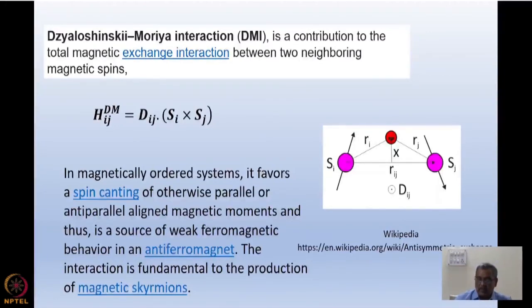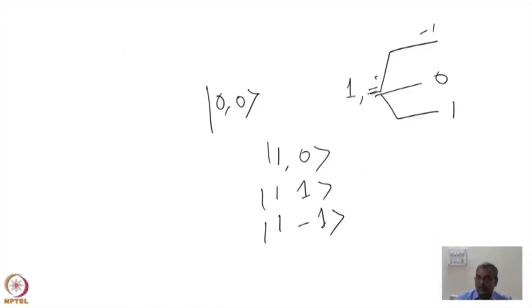This is interesting because so far in the exchange interaction, I was writing SI dot SJ. Here it is SI cross SJ, so there is a cross product term, and a cross product term means there will be a component between the two which is normal to the plane of this figure. Most interestingly, it gives a weakly ferromagnetic behavior in an antiferromagnet. I will try to give a vectorial diagram for this.